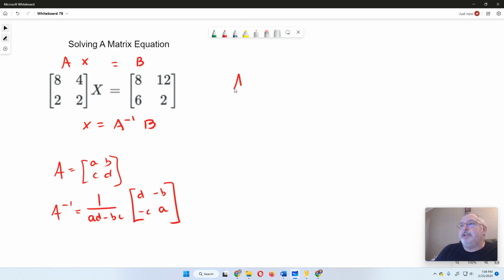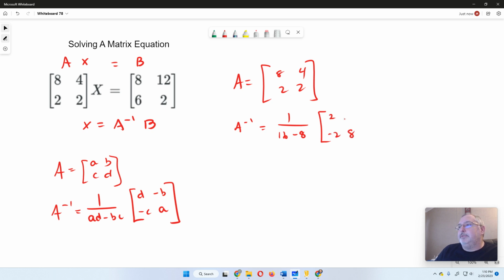So we've got our A matrix, which is [8, 4, 2, 2]. We're going to find its inverse, which is 1 over 8 times 2 is 16, minus 2 times 4, which is 8. We're going to do our inverse matrix, which is 2 here, 8 there, negative 2, negative 4. We're going to simplify this out. 1 over 8, [2, negative 4, negative 2, 8]. Then we're going to multiply this out.